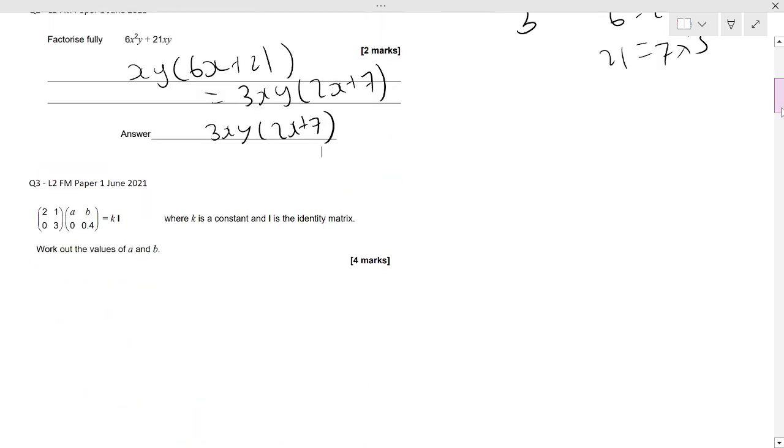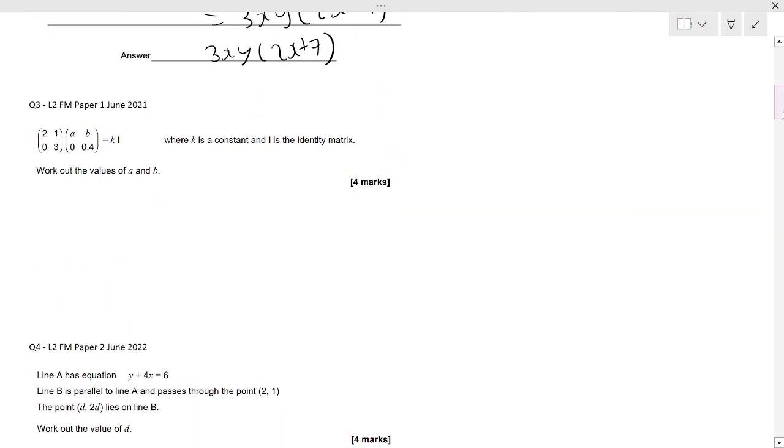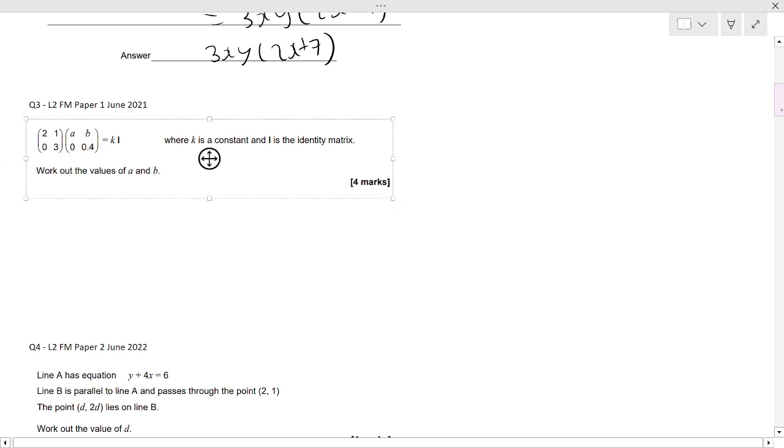Question 3. Probably the first non-normal GCSE maths question here. We're given this matrix product and it's equal to k of I. Work out A and B. Fairly typical.